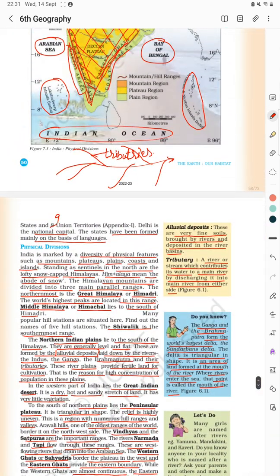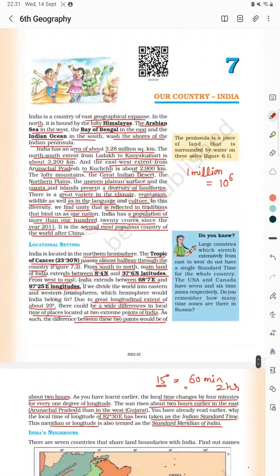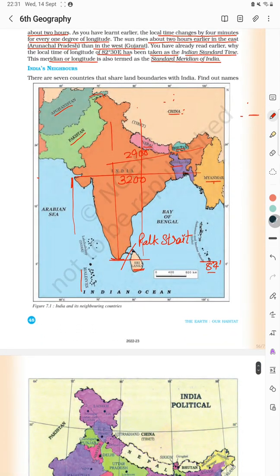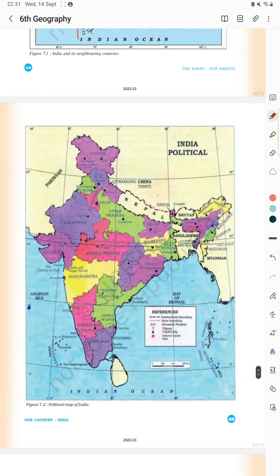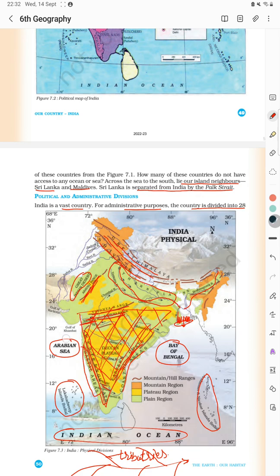Okay, so this was all in this chapter. I have not explained what is peninsula. A peninsula is basically a piece of land that is surrounded by water on three sides. Let me show in the map. We had studied the peninsular plateau. So this is our peninsular plateau. This is surrounded by the Arabian Sea in the west, the Bay of Bengal in the east and the Indian Ocean in the south. So basically this part is surrounded by water bodies from three sides.